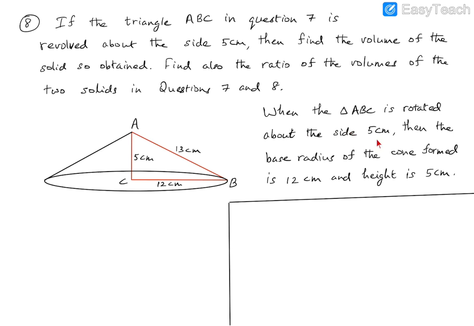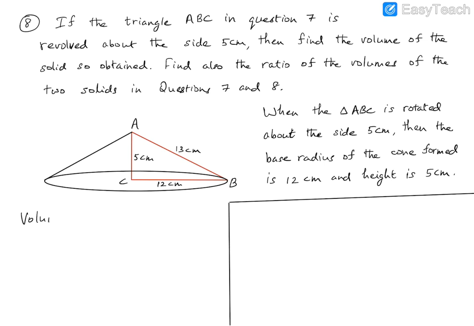So we'll have a cone formed which is having a base radius of 12 centimeters and the height will be 5 centimeters. So again, we simply apply the formula for the volume of the cone and substitute the values of the radius and the height, and we get the volume of the cone.